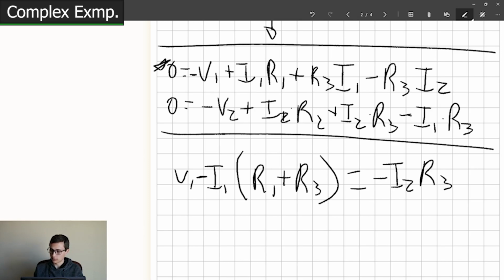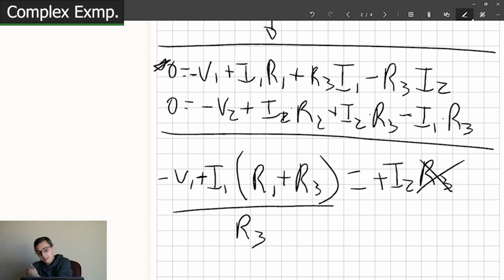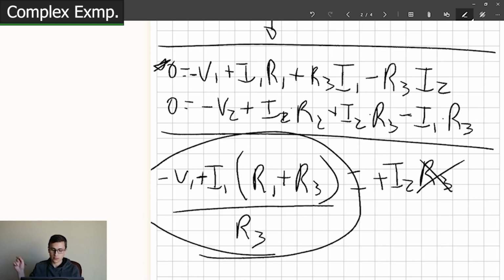And with this complete, we are quite close. Just divide both sides by R3. And negative 1. And there you go. We know what I2 is. Great. And then you can plug that in. And you can plug this into your second equation. And you are left with a wonderful, wonderful set of equations where you can, well, you get the answer.